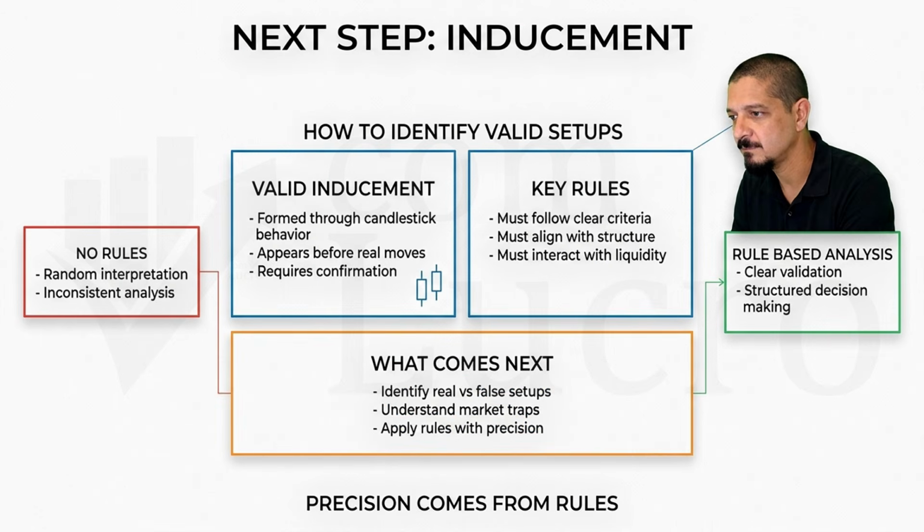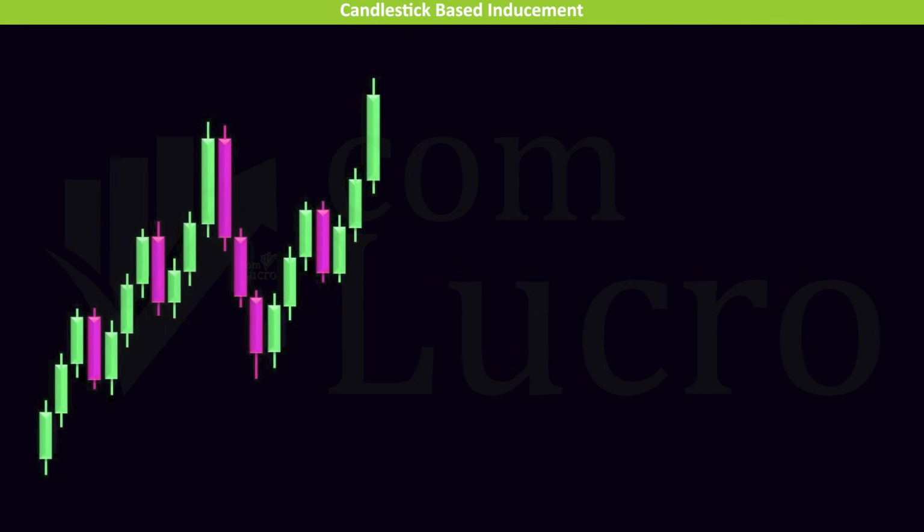Moving forward, let us now shift to the next topic and focus on how to identify a valid inducement using candlestick patterns. In this part, we will go through the key criteria and rules that must be followed for proper analysis. In a bullish scenario, a candlestick-based inducement occurs when price breaks below or effectively sweeps the liquidity of the lowest point of a bearish candle, which represents the most recent valid pullback.